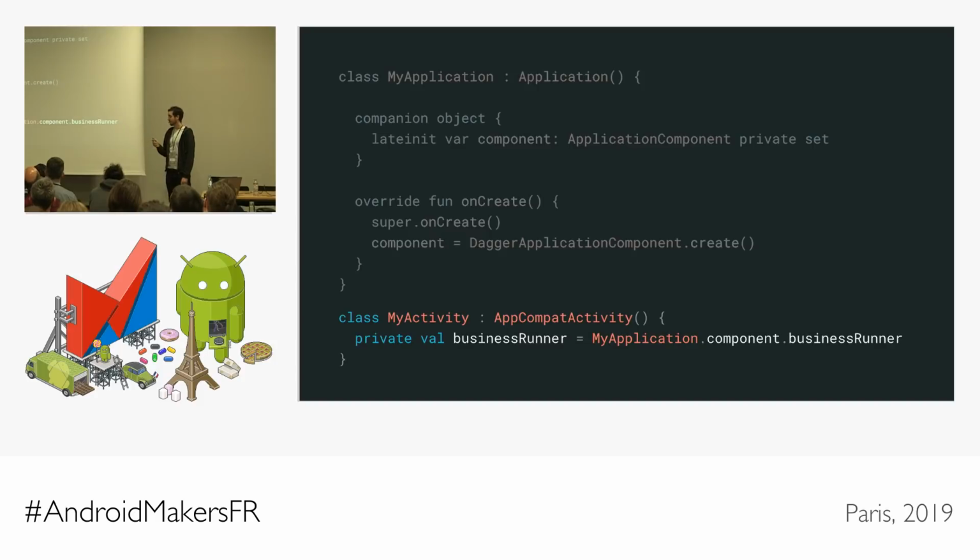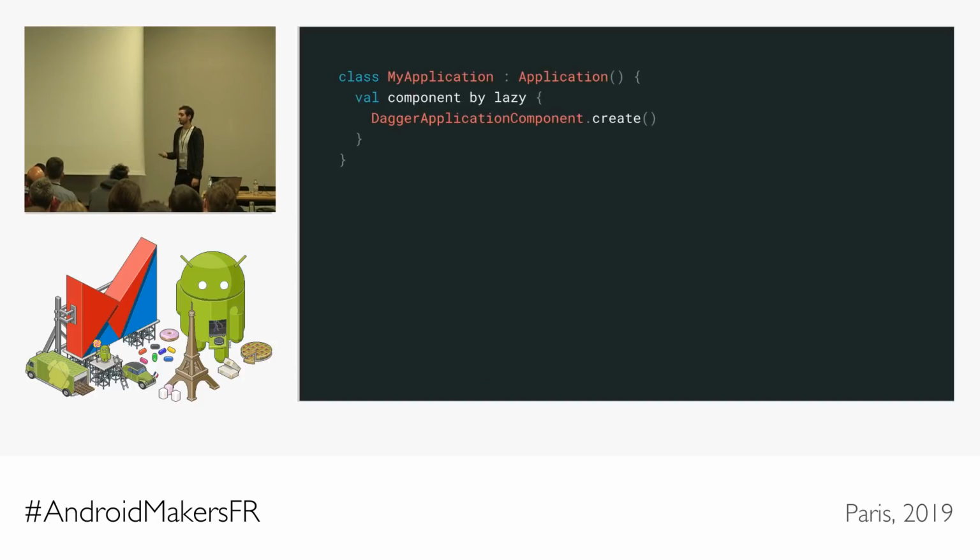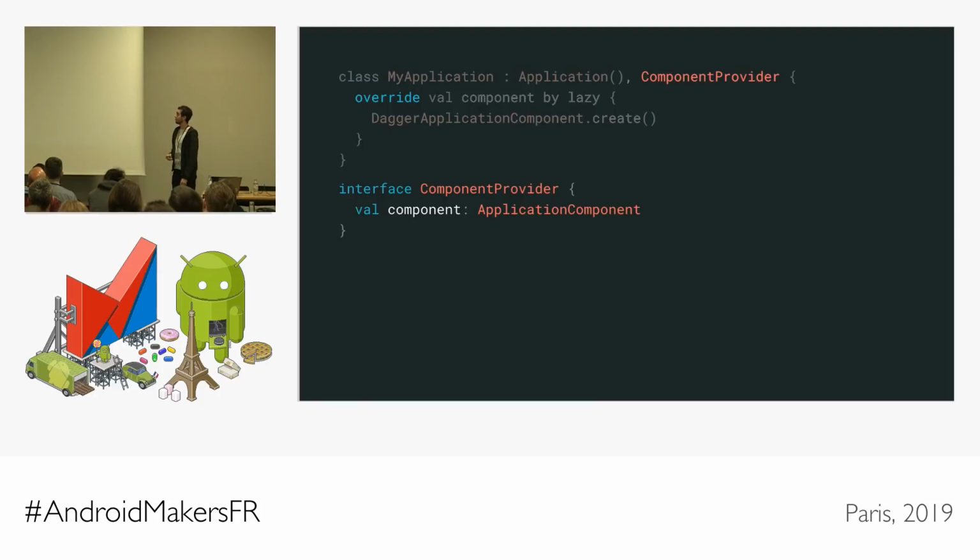What's the alternative? We could have the component as a regular member of the application class, so things are a little more encapsulated. And one thing I like to do is to hide this behind an interface that I implement there in the component, just a simple interface that exposes the component. The nice thing about this is that if, for instance, I want to override that and provide a test component in my test, this makes it a little easier, so I kind of like this.